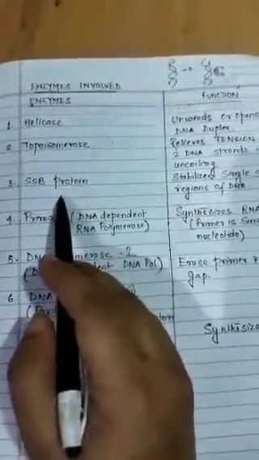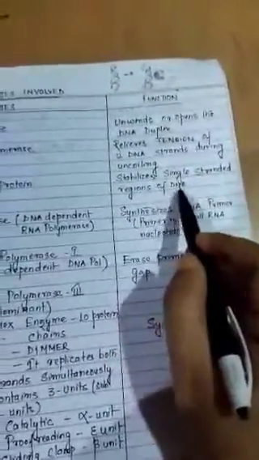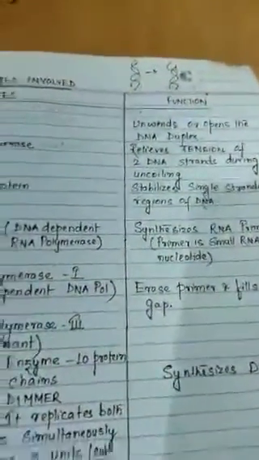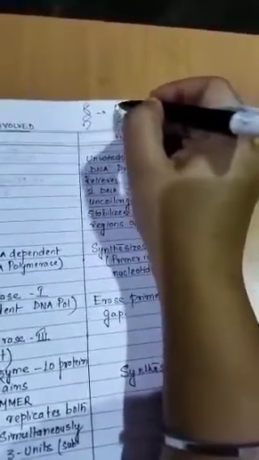SSB protein, which is single-strand binding protein. It stabilizes the single-stranded region. What happens when helicase unwinds the DNA? It moves ahead. So in order to avoid the recoiling process, SSB proteins are very important. They attach to the uncoiled areas and avoid the recoiling process.